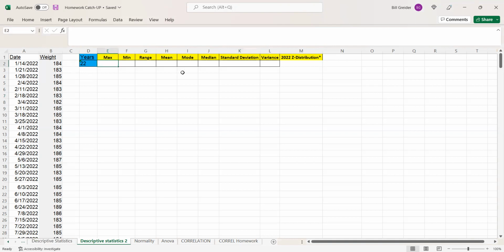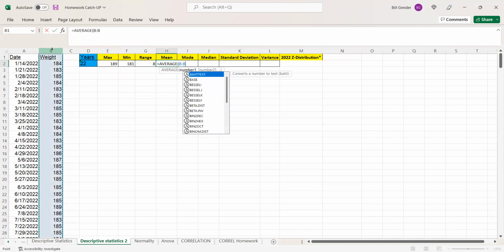So to get the max, we're always going to use type equals max. Double click on max, highlight my weights, and there's my max for 2022. Equals min for the minimum weight in 2022. The range is simply the range between my max and my minimum, so I can go equals max minus the minimum. And mean is the average. So equals average, pretty simple, of the weights.